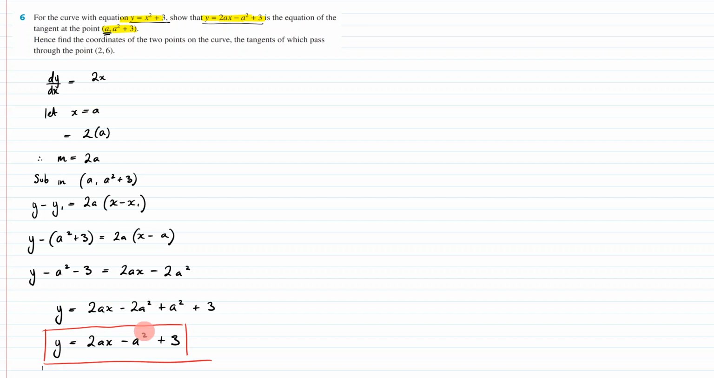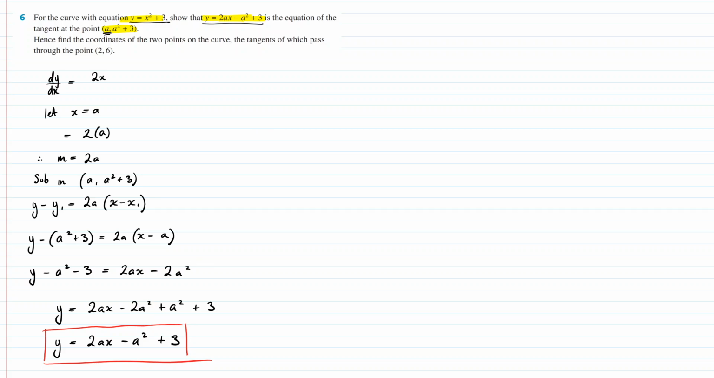Now it's really important, before we go on any further, that we understand what we've found here. Notice that we just found the tangent at a point A, and the y value is just what happened when I sub a into this. It's just a squared plus 3. So I've really just found a very general equation of the tangent.